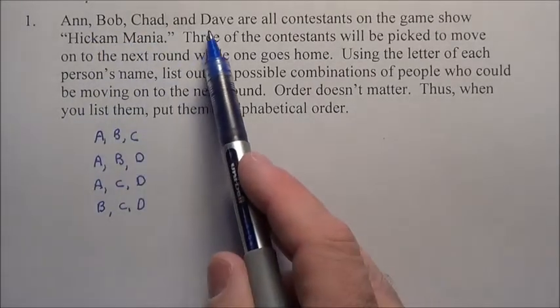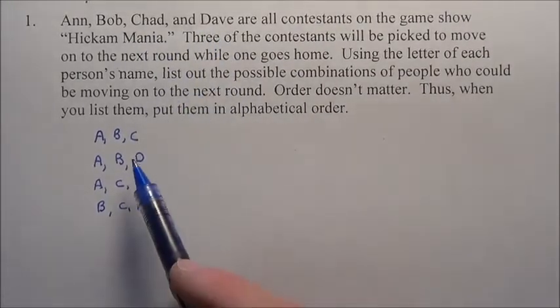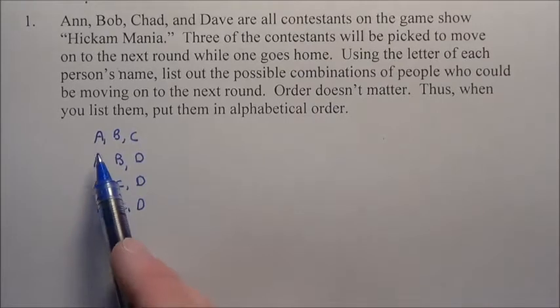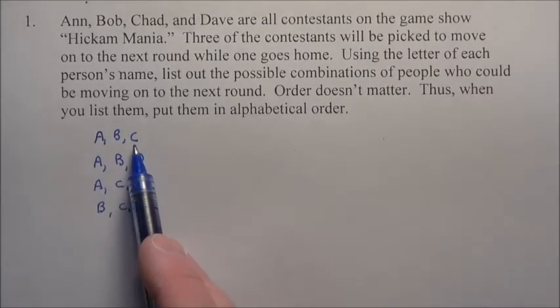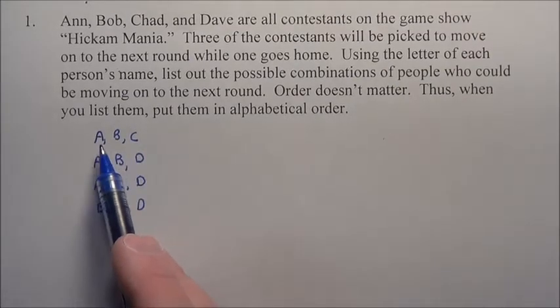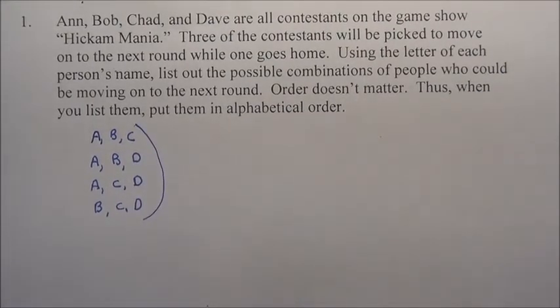Where normally when we dealt with this in a permutations, there would have been 24 different ways to put these people in order. Here, it's not that way, because, like I said earlier, Ann, Bob, Chad is the same here as Bob, Chad, Ann, or Ann, Chad, Bob, or Chad, and Bob. All those are the exact same, so we don't count them over and over and over again here, because we're just moving 3 on. So the answer, here's your listing of the people. There's only 4 possibilities of 3 of these people moving on in this contest of Hickamania.